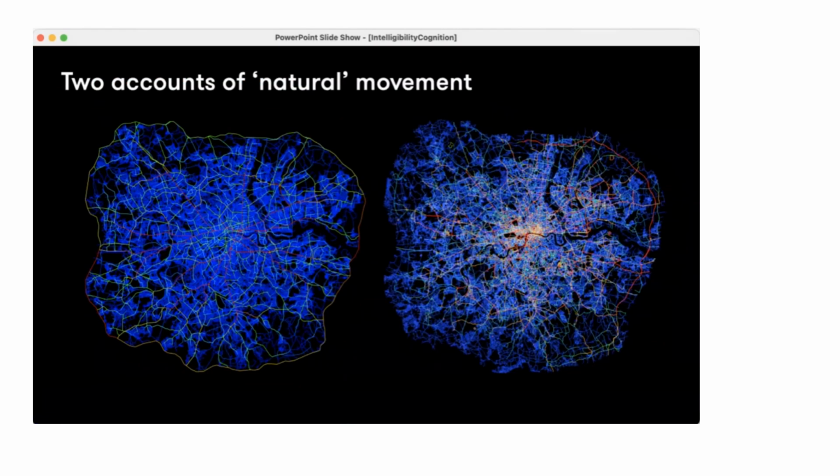So what we've got now are 2 very different accounts of natural movement. We've got the first that is about centrality measures of space. That's traditional space syntax measurements. But we've also got this extra one now that is about agent-based modeling. Now that's a very different proposition.